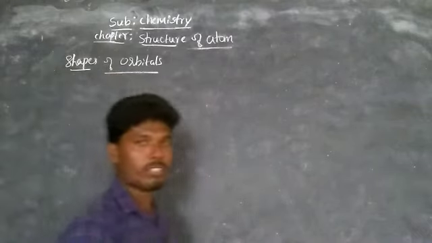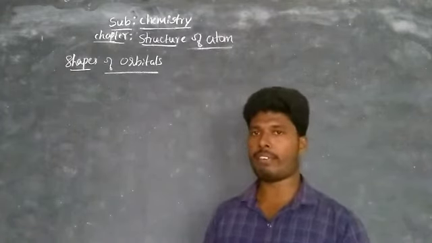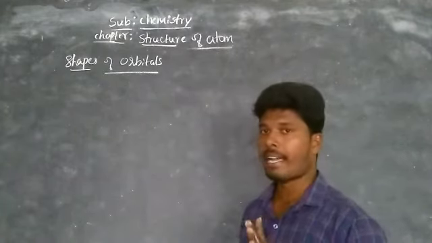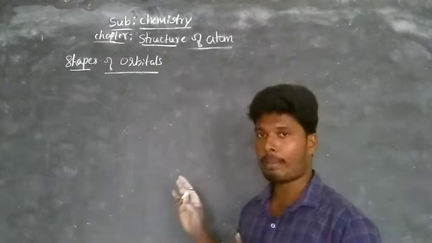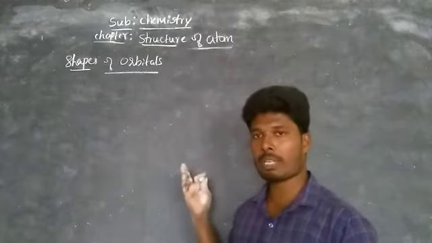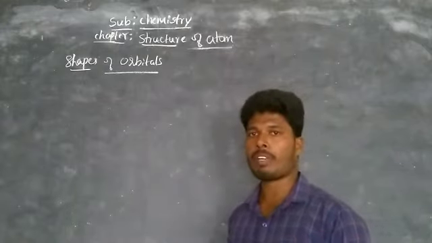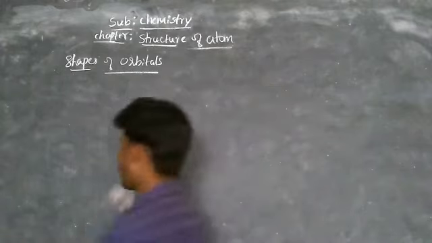There are 4 shapes of orbitals. That is S, P, D and F. There are 4 types of orbitals: S, P, D, F. These are generally represented as 4 types of orbital. By using those, we can write the electronic configuration of various elements. Okay, now the shapes of orbital.